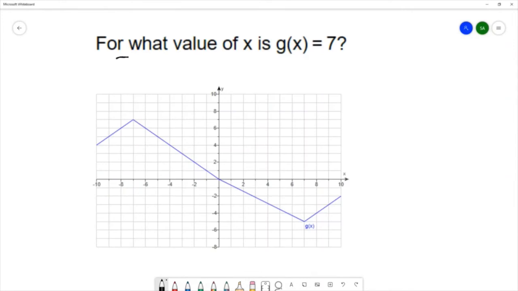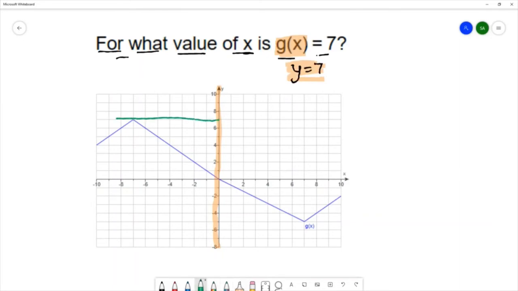This question says, for what value of x is g of x equals 7? So we have to remember that the notation g of x is representing y. So this is saying that y equals 7. And the question says, for what value of x is y 7? So we're going to go up here on our y scale, and we're going to find out where we have a y value of 7. We have a y value of 7 here.